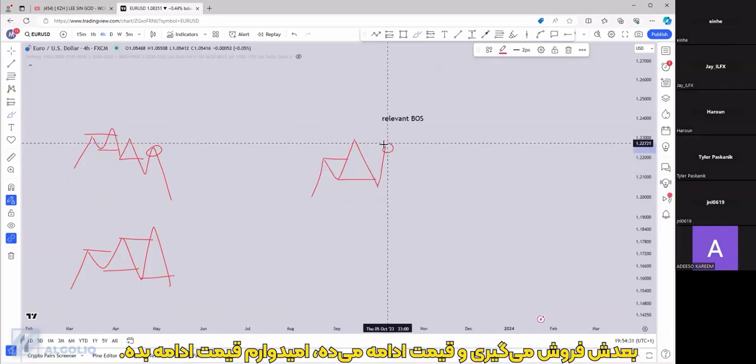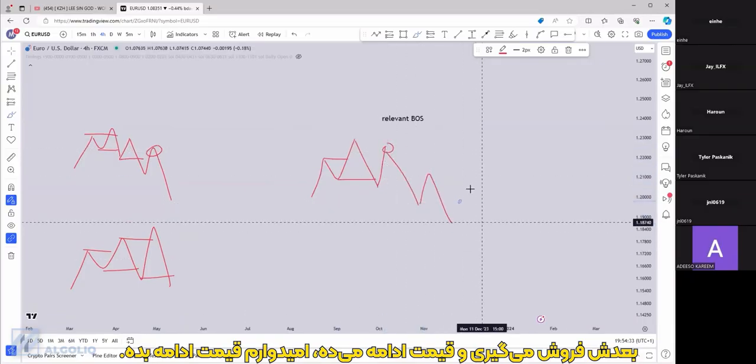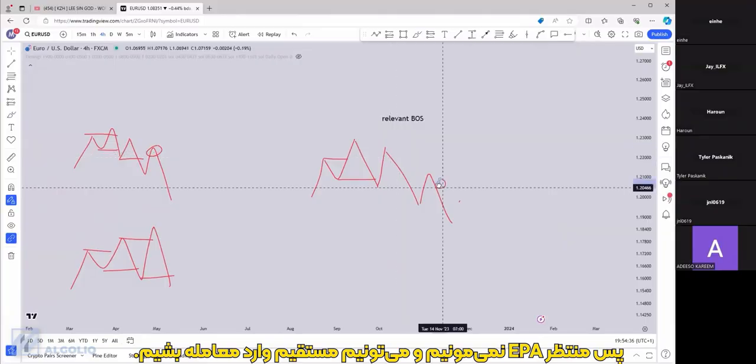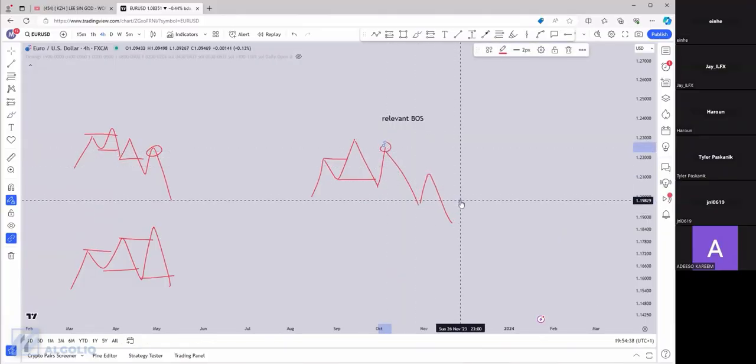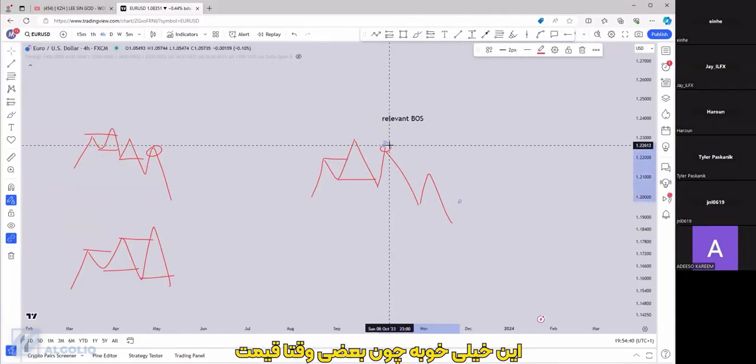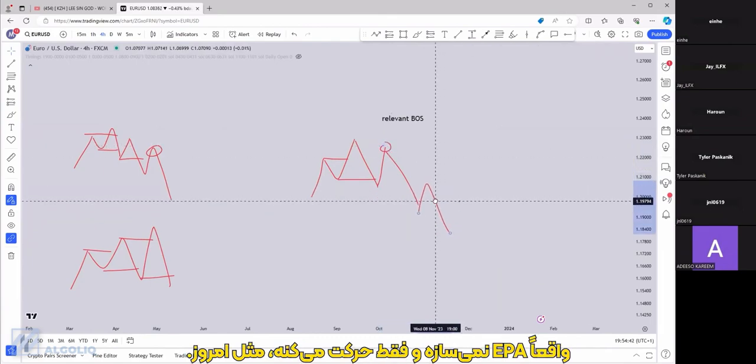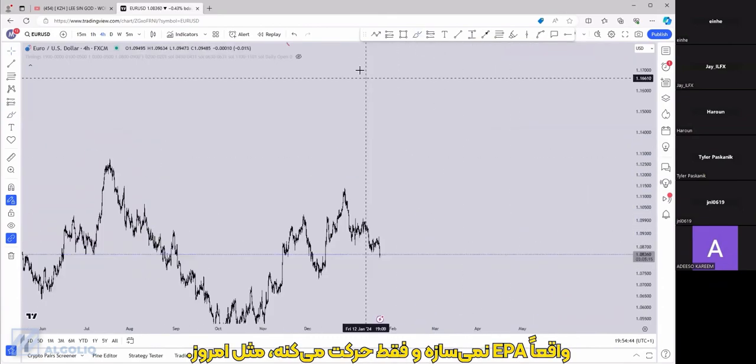And then you take a sell and price continues, hopefully. Price continues. So we don't wait for EPA and we can take a direct trade. This is pretty good because sometimes price doesn't really create EPA and it just goes, like, for example, today.